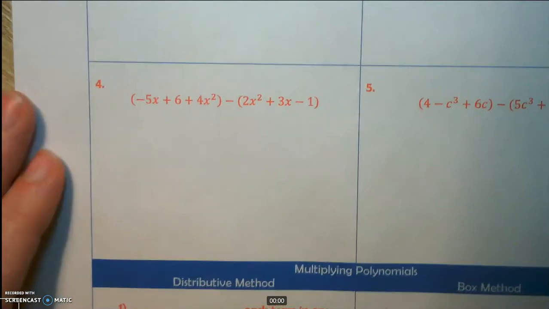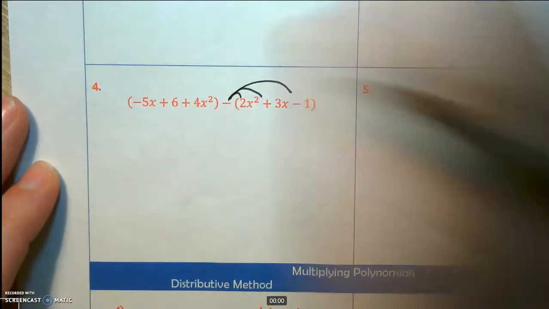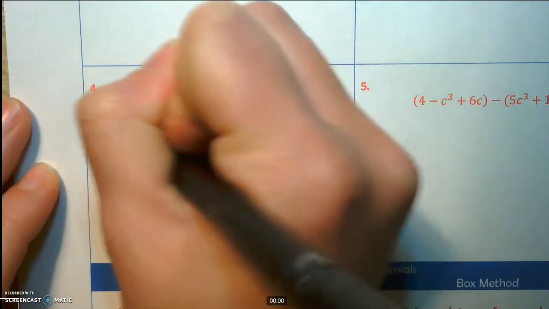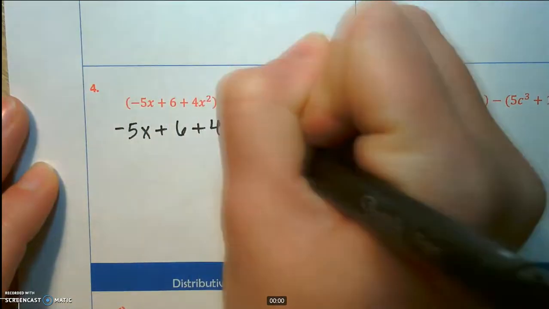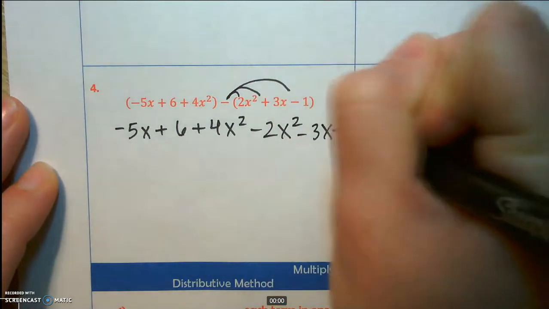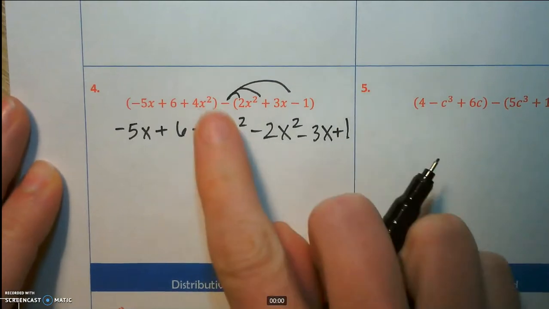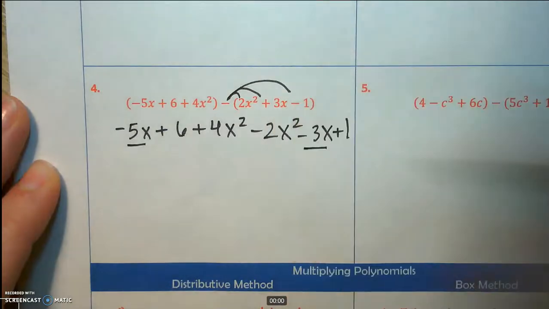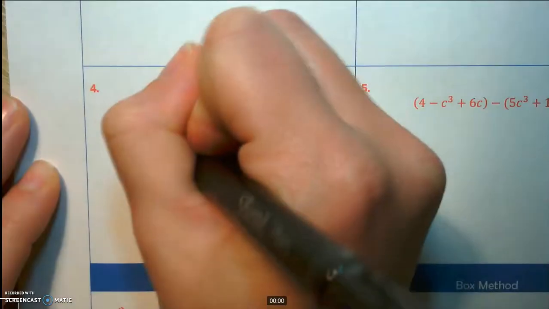Alright. It's the minus that you have to be really careful with, because when you distribute a negative 1, that actually will change the value. So we now have negative 5x plus 6 plus 4x squared minus 2x squared minus 3x plus 1. Right, distributing that negative is just going to change the sign of every term. Now we can code those like terms. Those are like. Those are like.